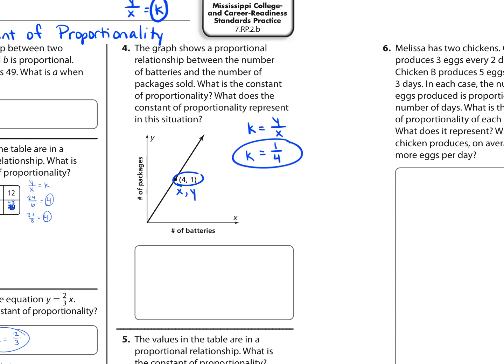And then what does this represent? Well, we know that x is the number of batteries, which is 4, and y is the number of packages, which is 1. And that says that each one package includes 4 batteries.